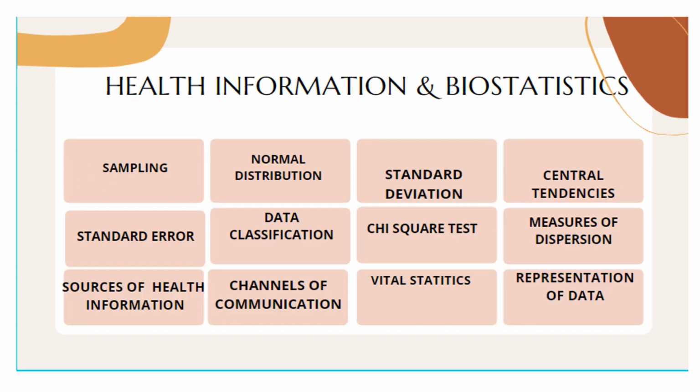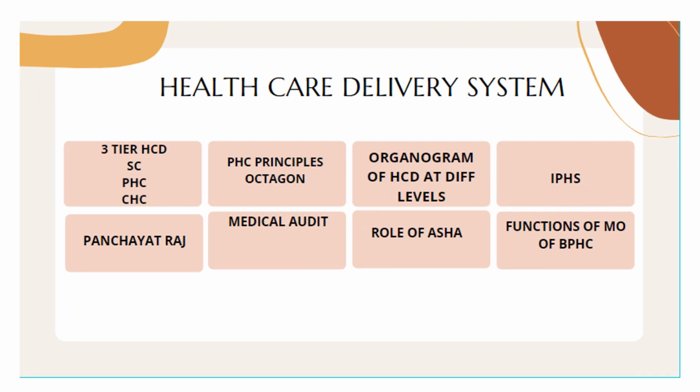Coming to health information and biostatistics, of course sampling is a very important area. So is the normal distribution, standard deviation, the central tendencies, standard error, data and its classification, the non-parametric tests like chi-square test, measures of dispersion, the sources of health information, channels of communication, the vital statistics, representation of data. So these are small things, but you need to go through them once.